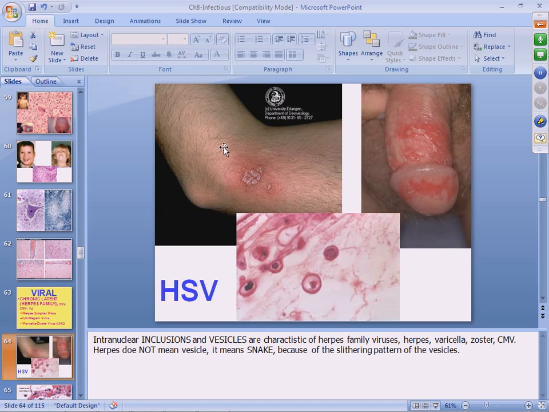And if you saw that there were, you would call that a positive Tzanck test, T-Z-A-N-C-K, named after a Russian guy, Dr. Tzanck, who invented or developed the test. It's still done in a lot of labs.